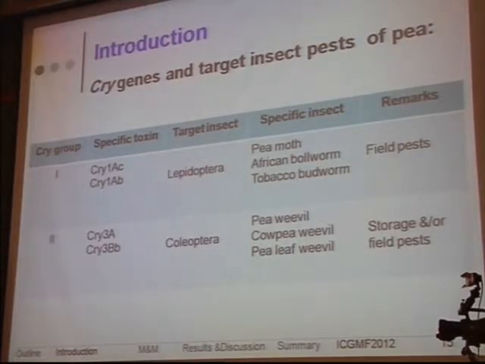We have another problem for the storage of peas, because this also causes around 100% destruction of the yield in storage, and affects the quality, of course, and also mycotoxin will cause different problems. For this, we can use a CRY3 group, let's say, which targets Coleoptera. And the main problem for pea is the pea weevil.